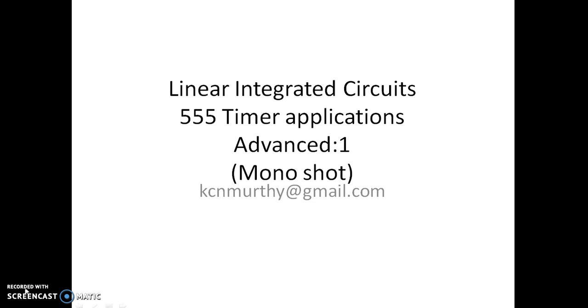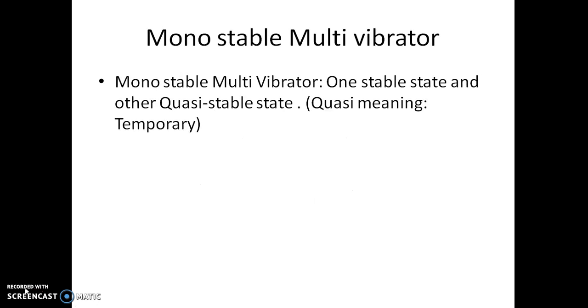So in this video we are looking at 555 timer applications. This is a video in which we are seeing the advanced portion compared to the basic, where we learned the working of the monoshot. So we know a monostable multivibrator has one stable state and another state which is a quasi-stable state. Quasi, we know, means it's a temporary state.